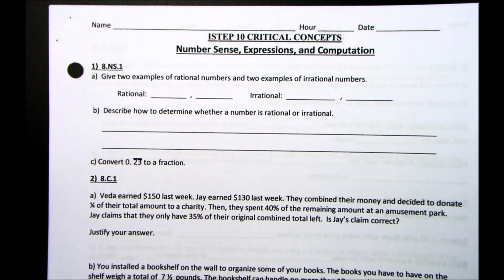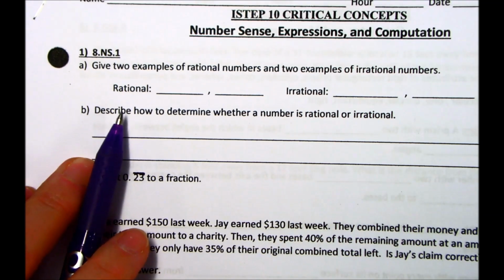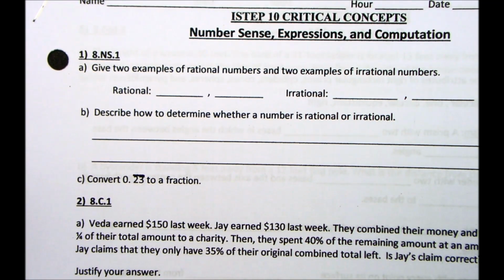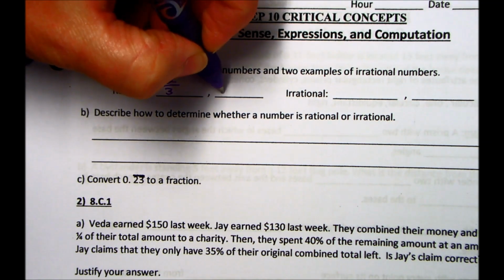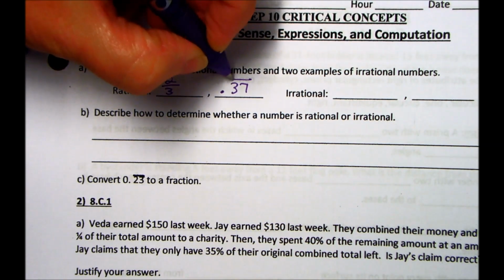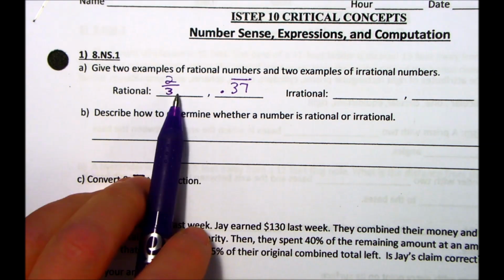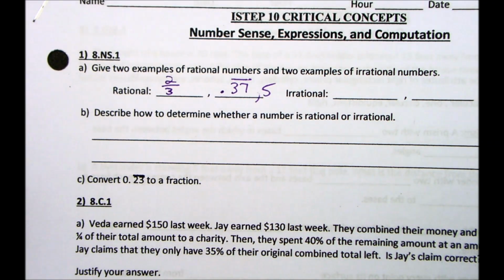So in our first example, number 1, it's asking to give 2 examples of rational numbers and 2 examples of irrational numbers. So a rational number is any number that can be written as a fraction of integers, which is a positive or negative whole number. So a good example would be something like 2/3. Or if you have something that's a repeating decimal, 0.37 repeating. Any type of repeating decimal, any fraction, any whole number, so you could have a whole number like 5. Those are all rational numbers.